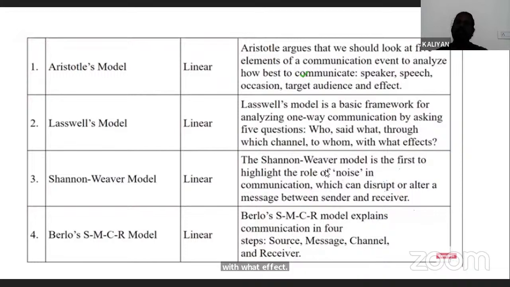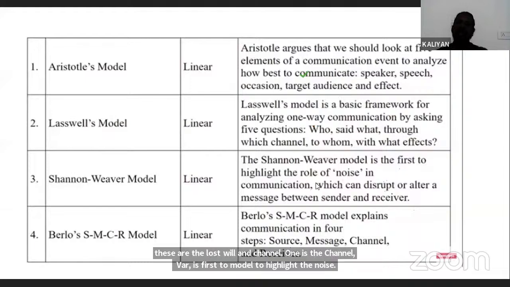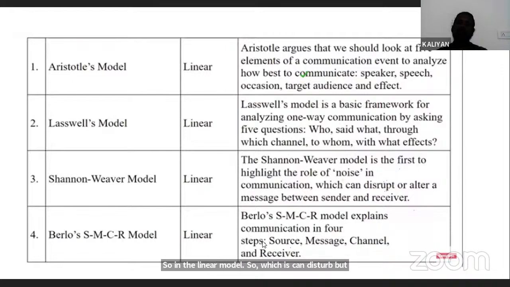And the Shannon-Weaver model is the first model to highlight noise in the linear model, which can disturb or alter the message between the sender and receiver. Berlo's SMCR model explains communication in 4 steps: sender, message, channel, and receiver. So this is the linear model.